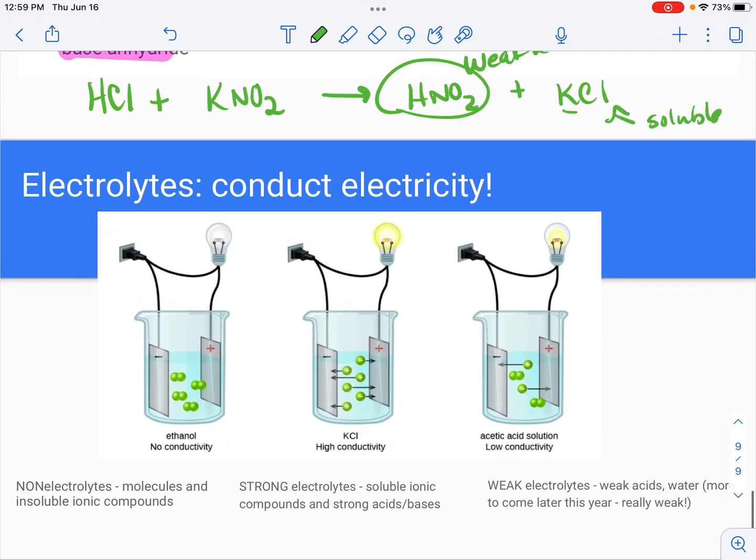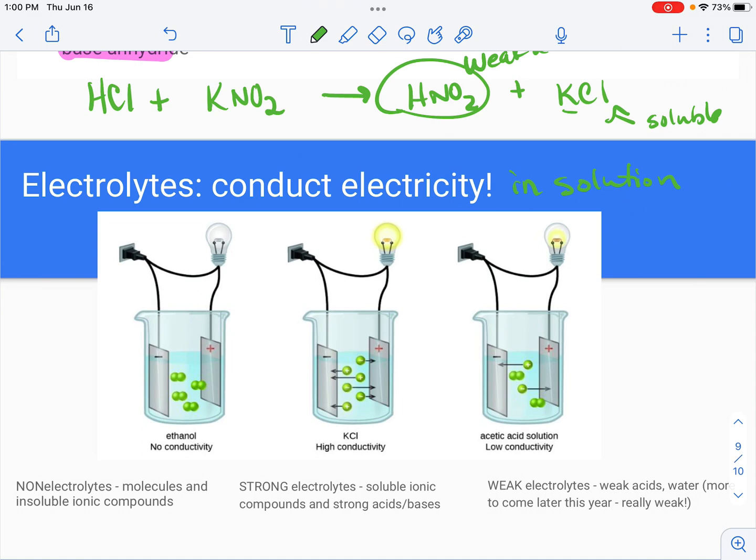Only one more thing here to talk about, and this would be how these different things that are soluble or insoluble as ions or as molecules act when we conduct electricity through solution. So electrolytes, you've heard this term because you're used to electrolytes from Gatorade and things like that. But electrolytes by definition are things that conduct electricity in solution.